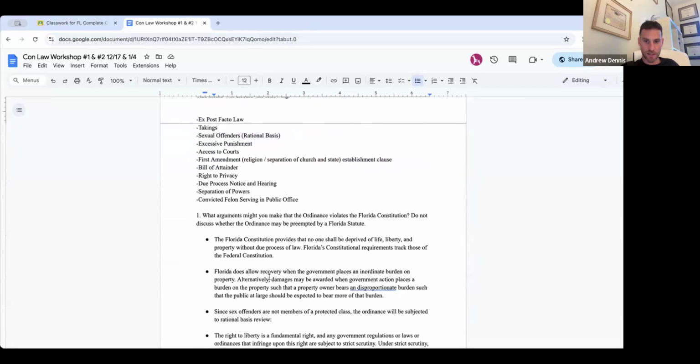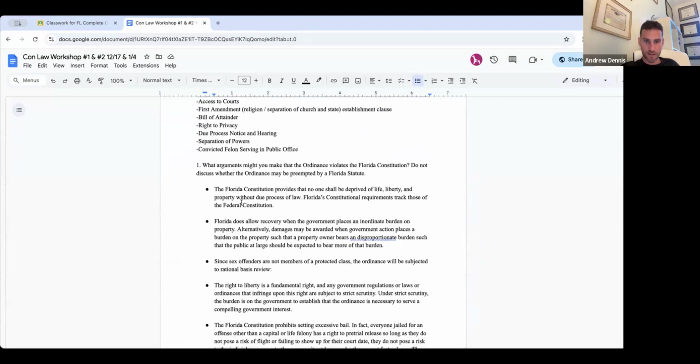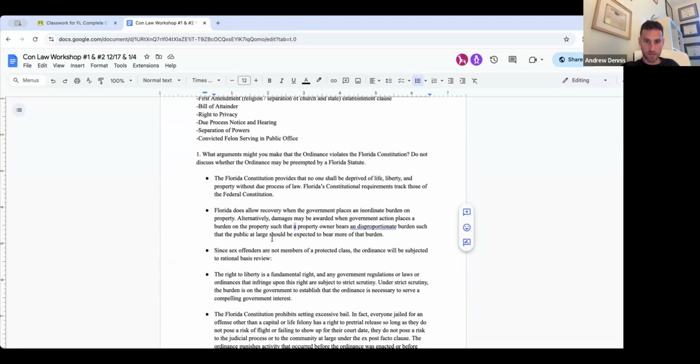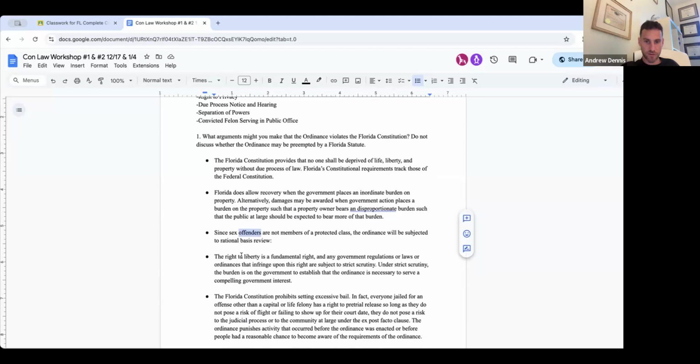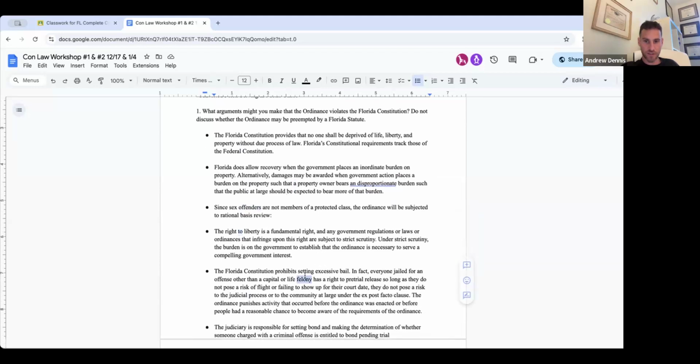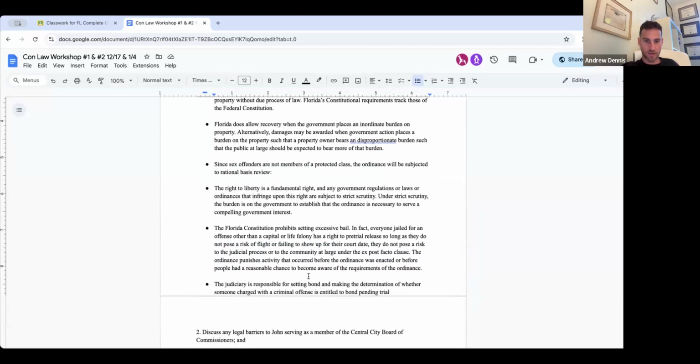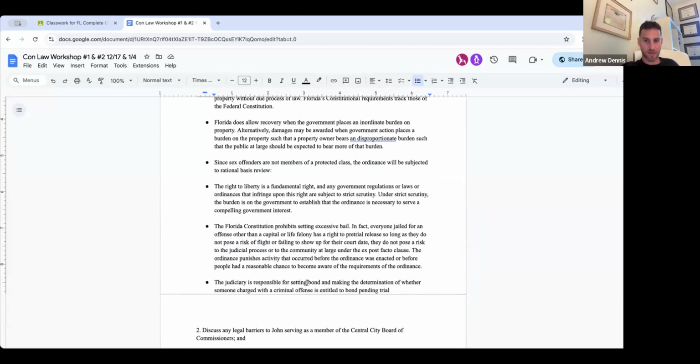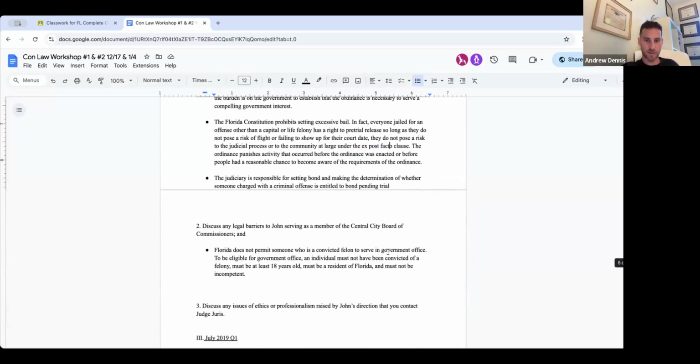And then this one was like, due process, rational basis review, fundamental rights, scrutiny levels. Florida Constitution prohibits setting excessive bail, so that's something we didn't mention, but good to know. And the judiciary is responsible for setting bond and making the determination whether someone charged with a criminal offense is entitled to bond pending trial. So ex post facto laws, separation of powers a little bit.